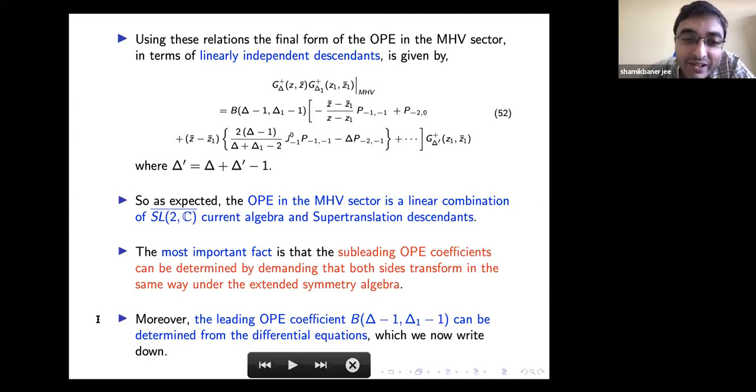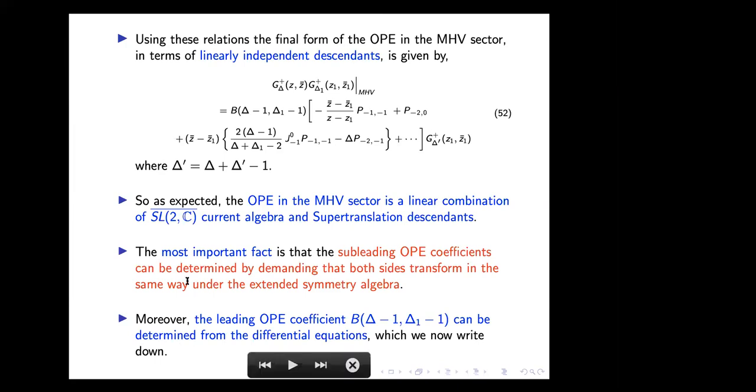And the most important point is that this beta function, this beta of delta minus 1, delta 1 minus 1, can be obtained from the differential equations, which we now write down.